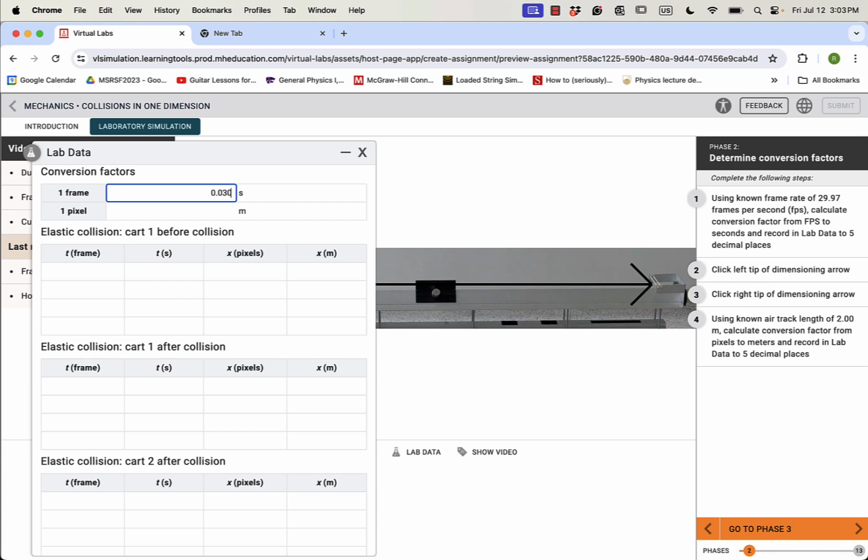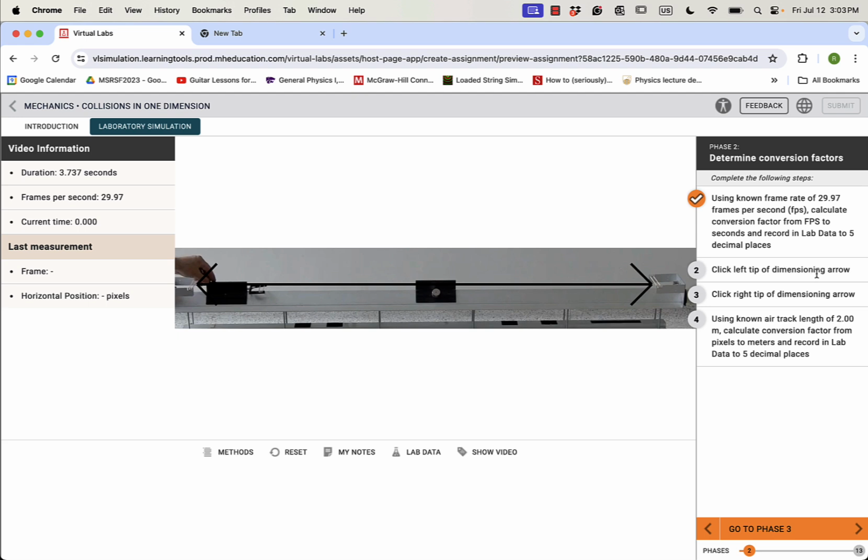I'm just putting some arbitrary number here, 0.03012. Okay, so that's some number. And after that, click the left tip of the dimensioning arrow. So we have this tip here, so you can click that, and then click the right tip of the dimensioning arrow. So click that. Using the known air track length of 2 meters, calculate the conversion factor from pixels to meters and record in lab data to 5 decimal places. Okay, so we need to divide 2 meters by that number.